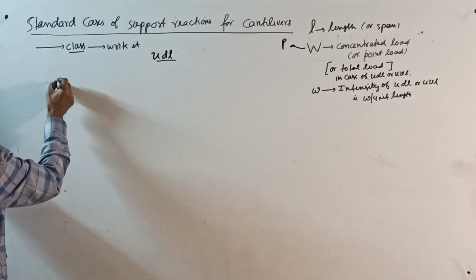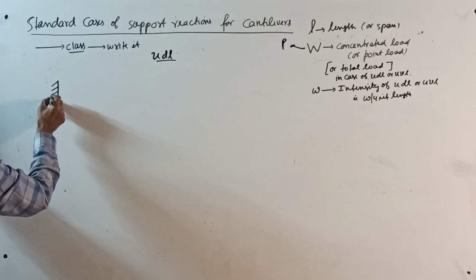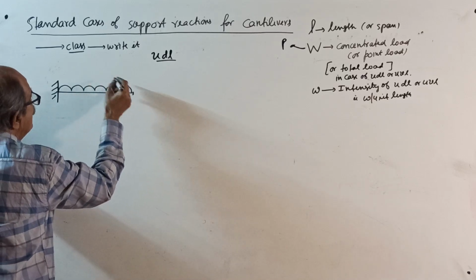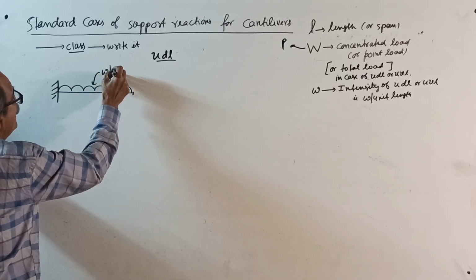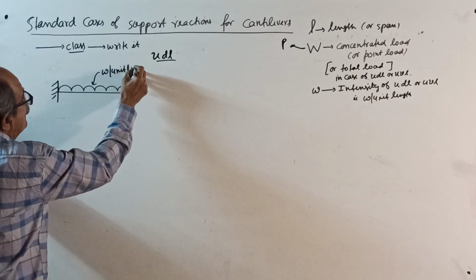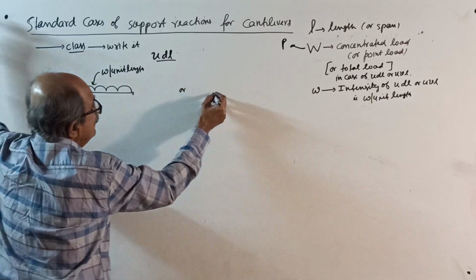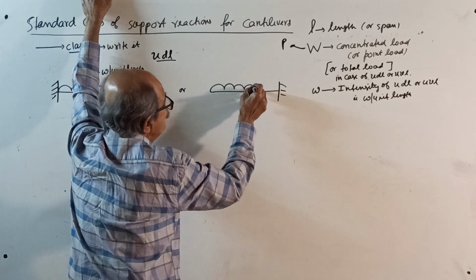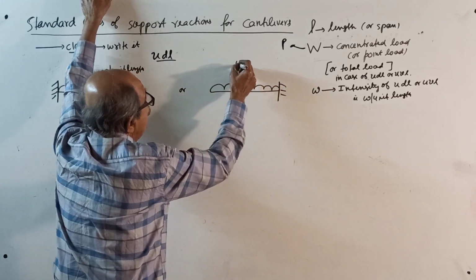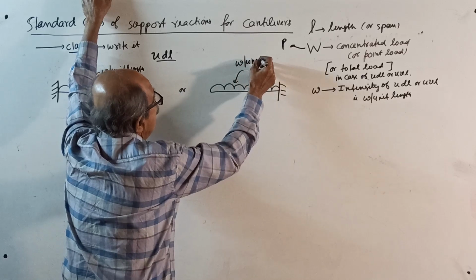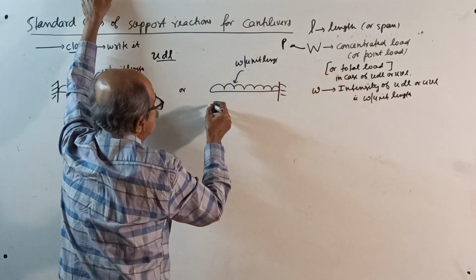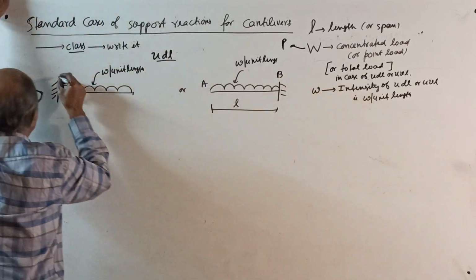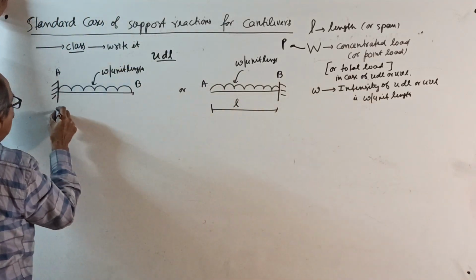See, first write UDL for entire length. W per unit length. I am writing only standard cases, or it can be like this also. Right side fixed, so it does not matter which. I am not telling left side, right side. One side fixed, one side free. Unit length. Span is L. Left side I will call A, right side B.